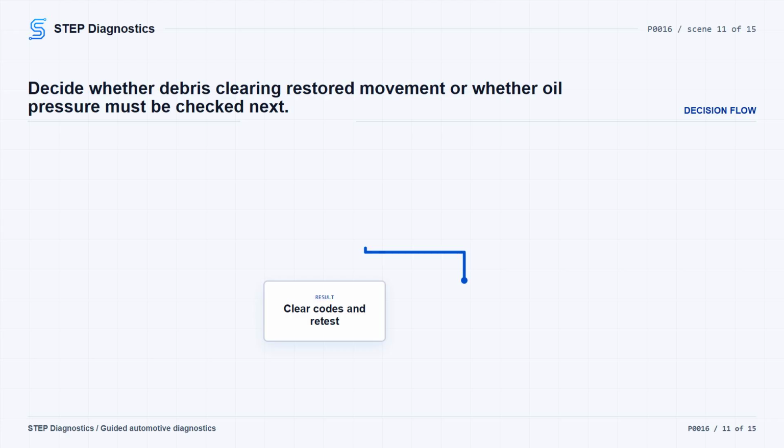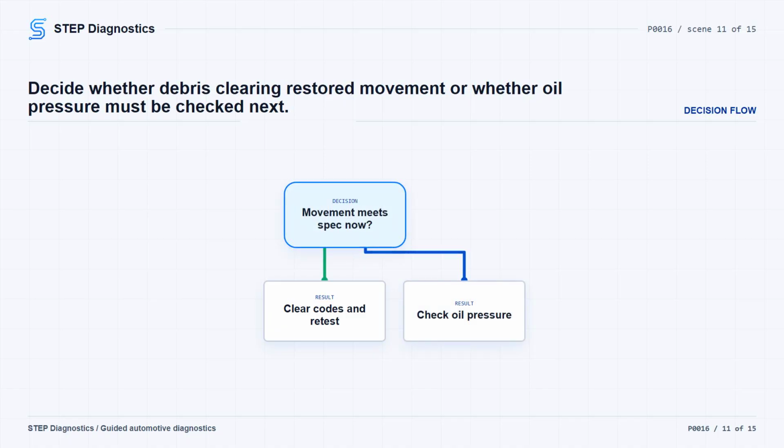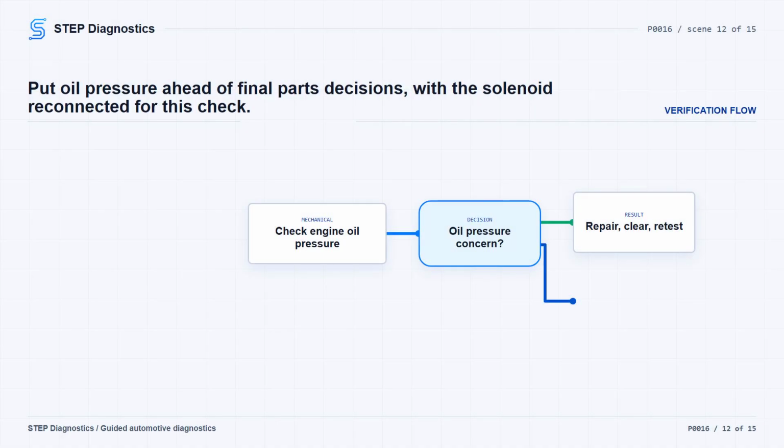If the VCT movement is 20 degrees or more, the concern is not present at this time and may have been caused by an oil flow restriction removed by operating the VCT system. Clear the PCM codes and repeat the self-test. If movement is still not 20 degrees or more, move on to base engine oil pressure. Before condemning the solenoid or phaser, check base engine oil pressure. Turn the ignition off, reconnect the VCT solenoid for the current code, and perform the base engine oil pressure check.